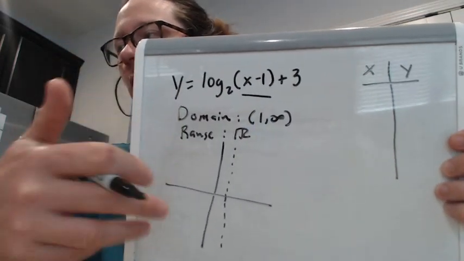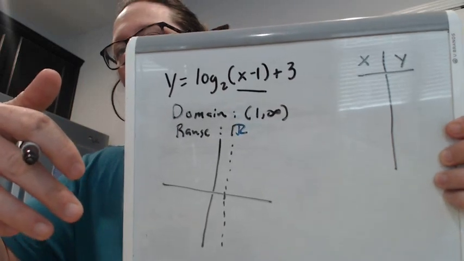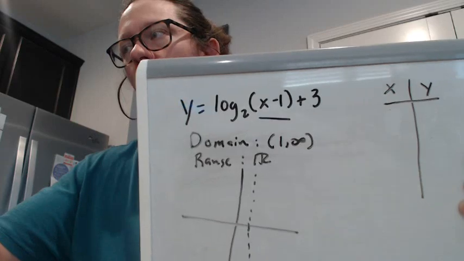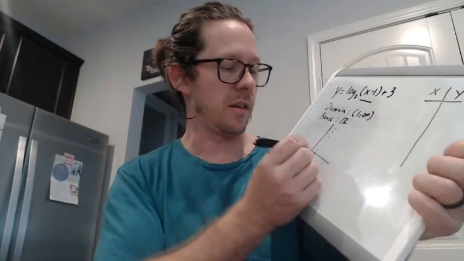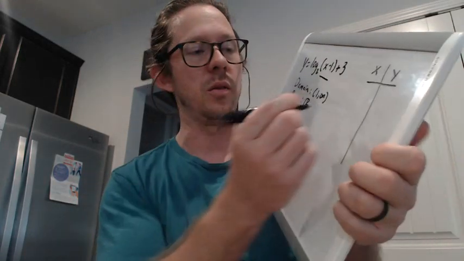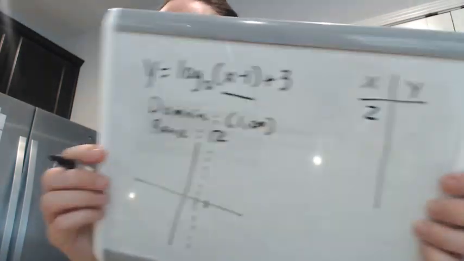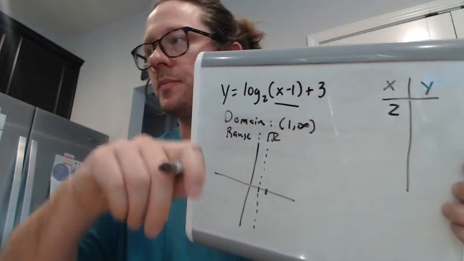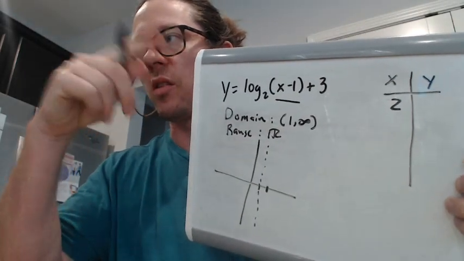So I know I need to be greater than 1. I can use some foresight to kind of get powers of 2, but I'm going to just start with the first number I see that's greater than 1, the first whole integer. So the first number I see is 2. So if I put in a 2 right here, let's try this out. 2 minus 1 is 1. What's log base 2 of 1?